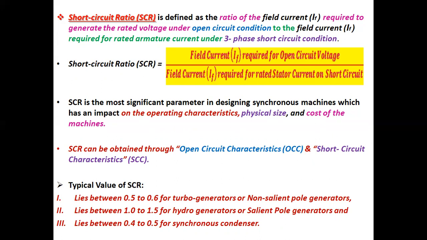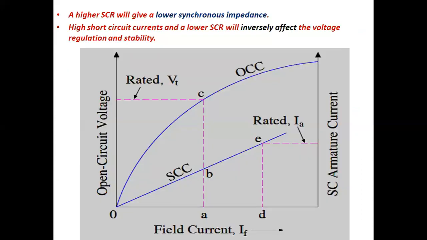Typical value of SCR. It lies between 0.5 to 0.6 for turbo generators, that is non-salient pole generators. It lies between 1 to 1.5 for hydro generators or salient pole generators. It lies between 0.4 to 0.5 for synchronous condensers. A higher short circuit ratio will give a lower synchronous impedance and high short circuit currents, and a lower short circuit ratio will inversely affect the voltage regulation and stability of the machine.